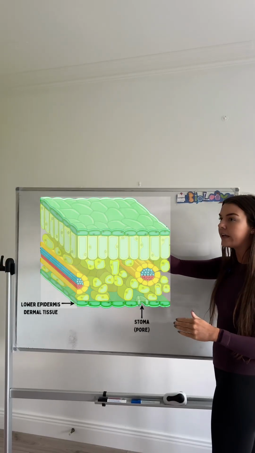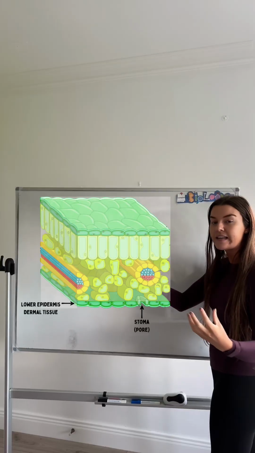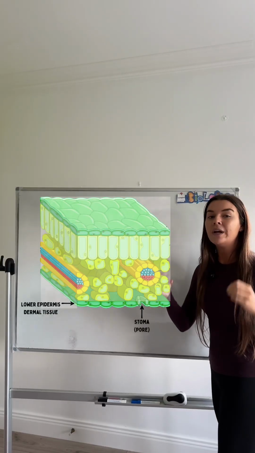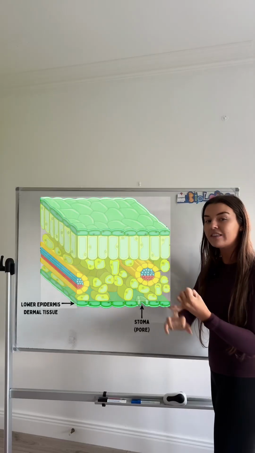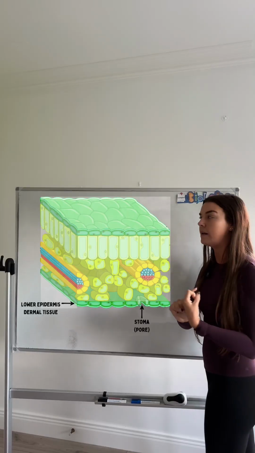So imagine this is my leaf. The top and the bottom of the leaf that we physically see, that's the dermal tissue. That is protecting the plant from pathogens entering. It's also protecting the plant from water loss, which we'll talk about in a minute.